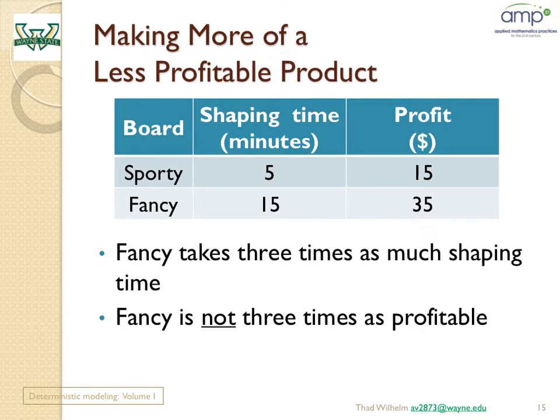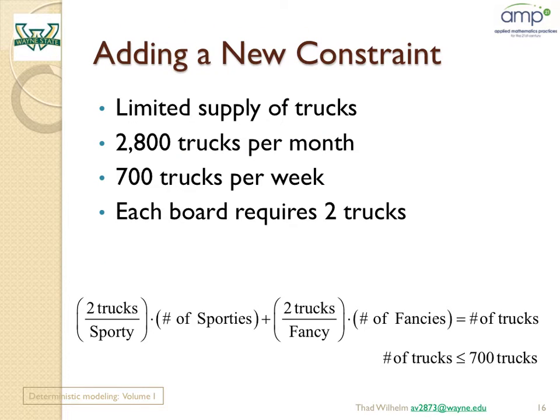Hey, by the way, remember my first statement? In the very beginning, read it. Wow. Fancy is not 3 times as profitable, and it takes 3 times as much time. So we knew right away that it's got to be all sporty. That was the whole idea here. This is the reason why you could have seen this without even using Solver. Okay? All right, so let's add a new constraint.